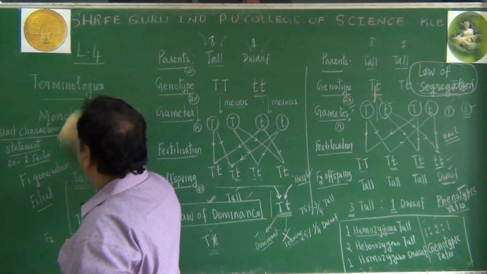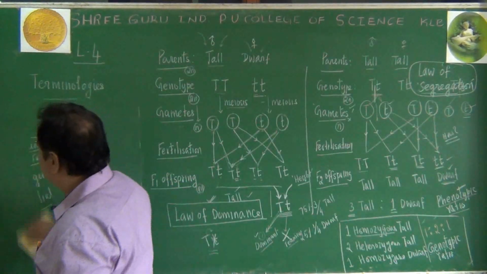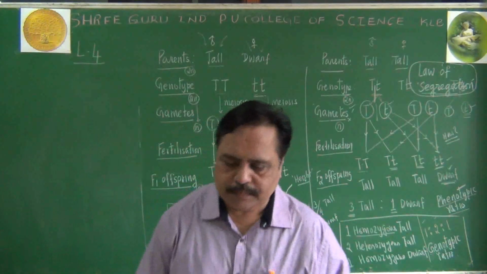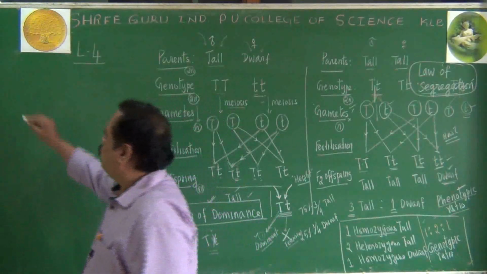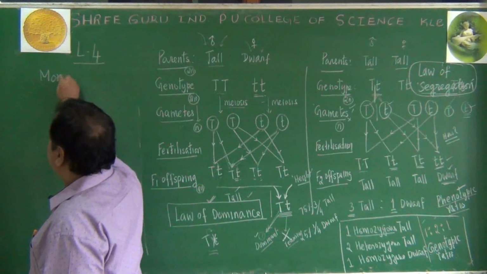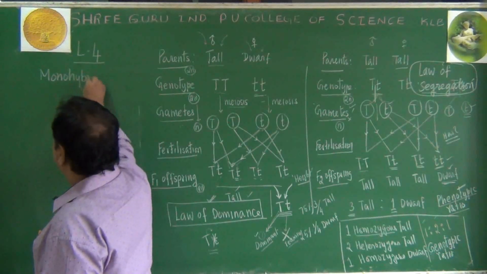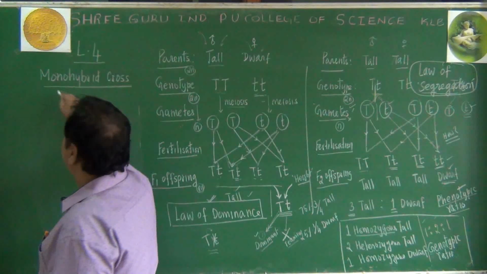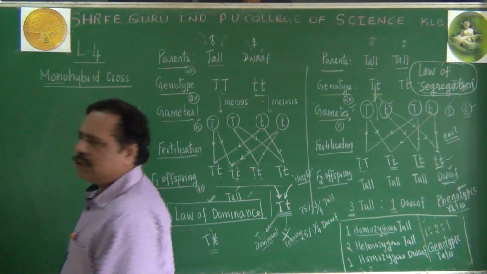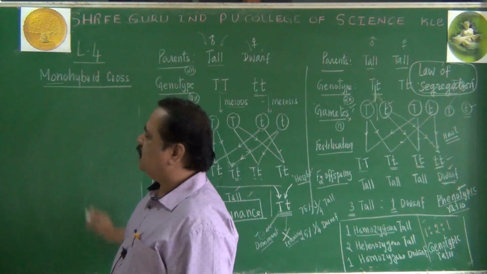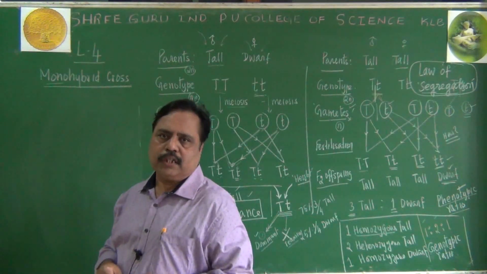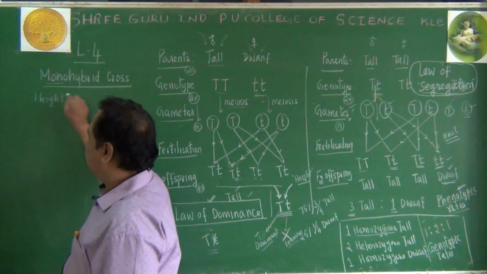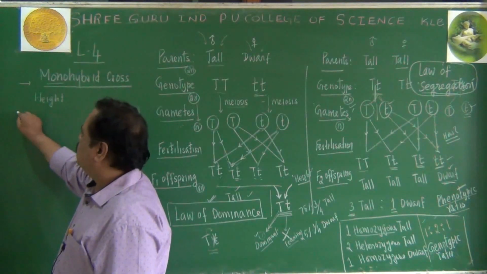Okay, students, today we saw about monohybrid cross. You know what is a monohybrid cross? It is a cross between 2 individuals with reference to 1 character. Mono means single, so with reference to a single character, we have taken some hybridization crosses. For example, here height is taken as a single character. What is monohybrid cross? I told you.